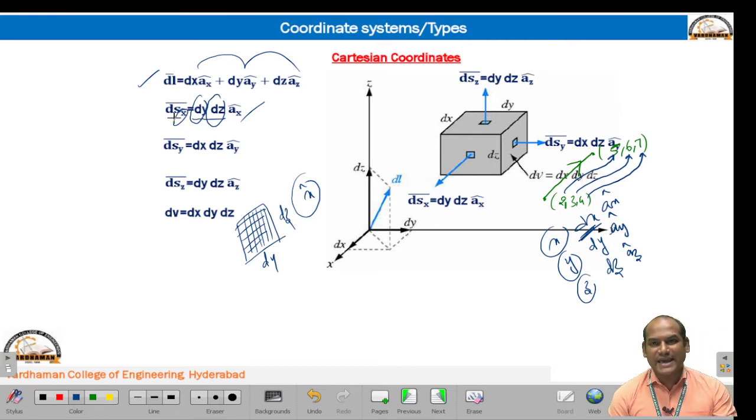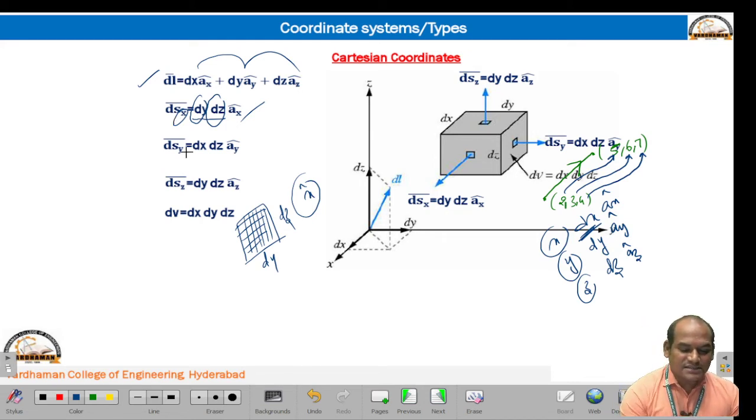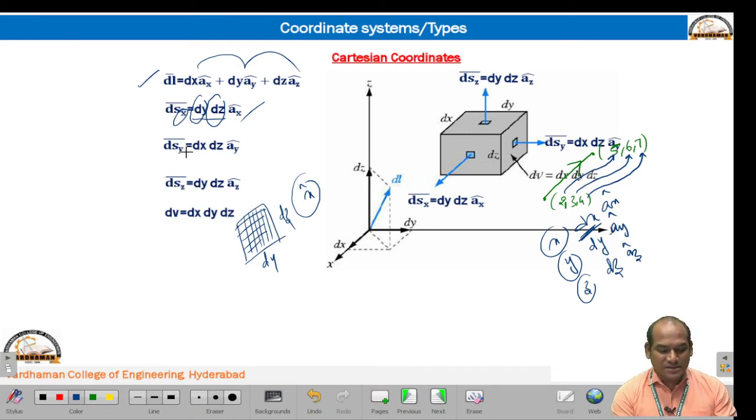So, ds x means the differential surface having the direction x, created because of the changes in y and z, that is why dy dz ax cap. If I say ds y, it is created because of the changes in x and z, and the direction is the y direction. ds z is the product of the distance vectors dx and dy, having the direction x direction, sorry, z direction. And next, volume.